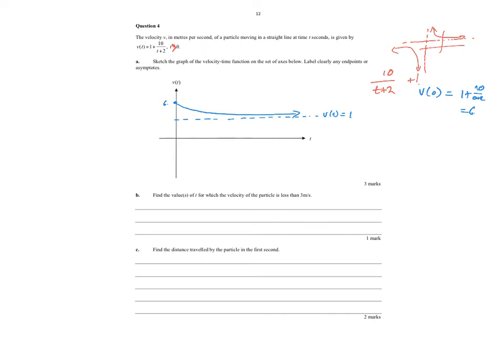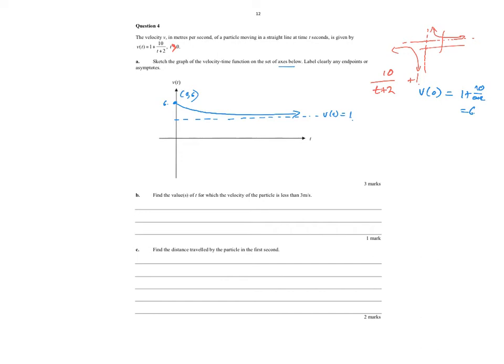Sketch the velocity time graph on the axes. Label clearly any endpoints or asymptotes. So let's get the point 0, 6 labelled, and we've got the asymptote labelled. Okay, so job done.